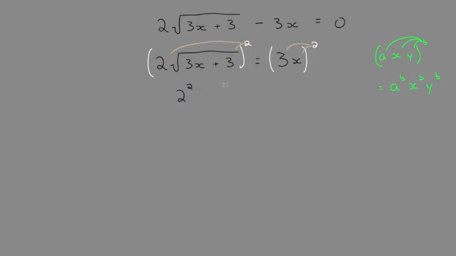Here's the 2 squared times the root, which is also squared, equals 3 squared x squared. Here the root will cancel with the square, leaving us with 4 times, so this is still multiplied, so make sure you multiply it, 9x squared.